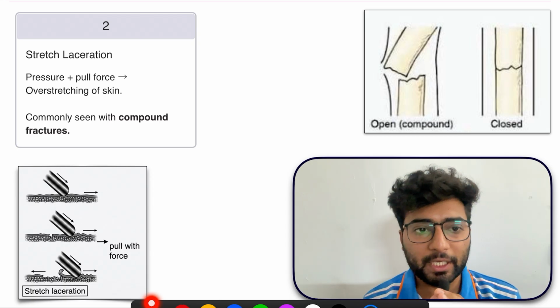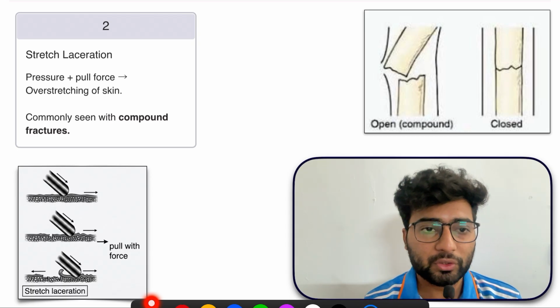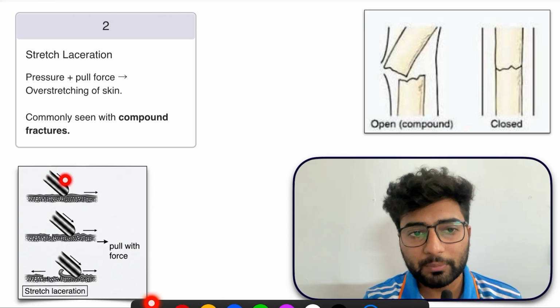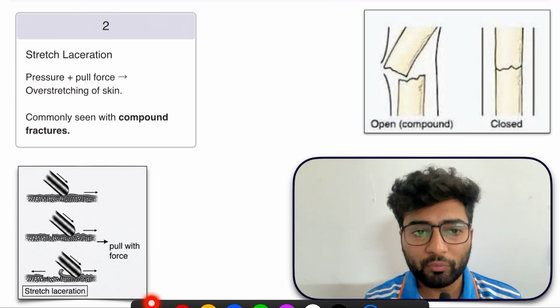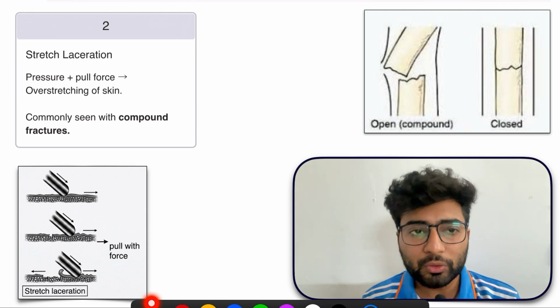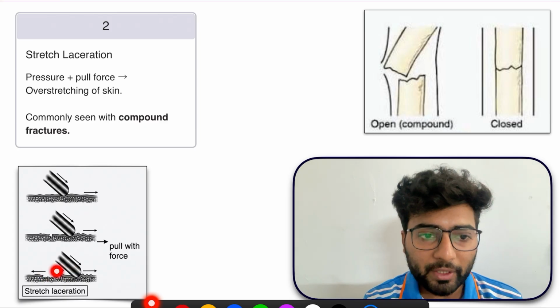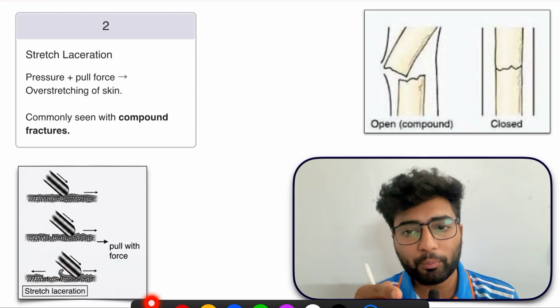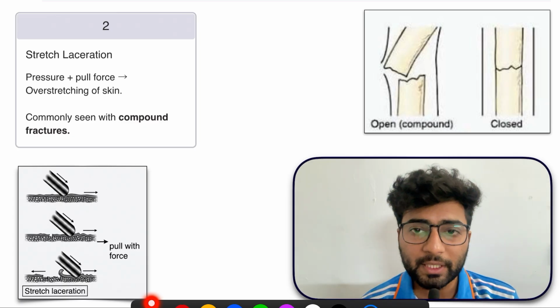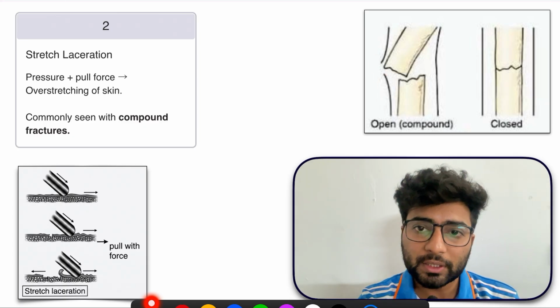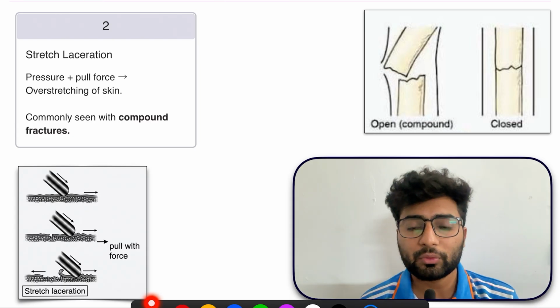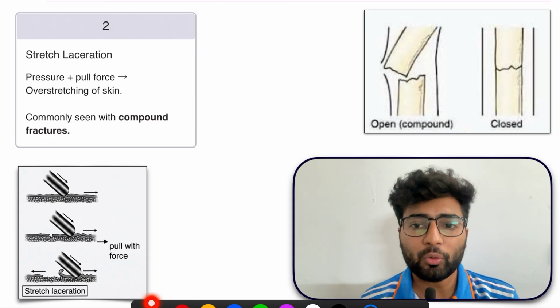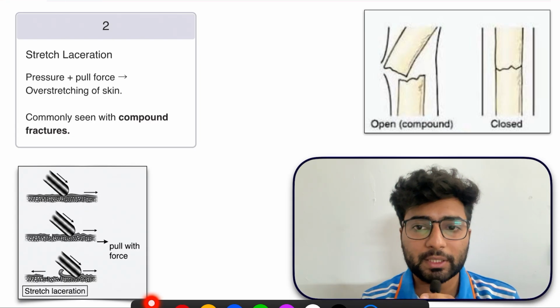Now what is stretch laceration? Stretch laceration is, first of all, there will be a pressure. This is pressure, and second is a pull force. So pressure plus pull force will stretch away this skin. This is stretch laceration. We need two things, pressure and a pull force. Over here there is stretching of this skin when this bone comes out. So this compound fracture or open fracture is an example of stretch laceration.